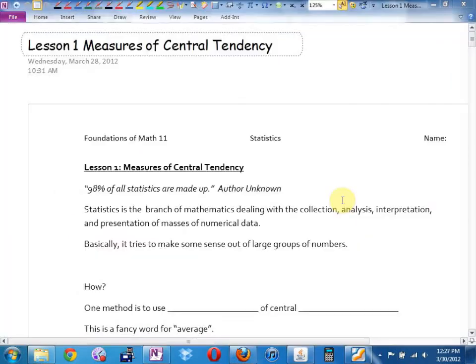Here we go. Lesson 1. Fancy word, measures of central tendency. There's going to be some vocabulary in this particular unit, some new terminology. And then I have a quote, 98% of all statistics are made up. The next unit we're going to be doing is statistics. Statistics is the branch of mathematics that deals with the collection, analysis, interpretation, and presentation of masses of numerical data. Basically, we're going to be trying to look at some of the basic math of making sense out of large groups of numbers.